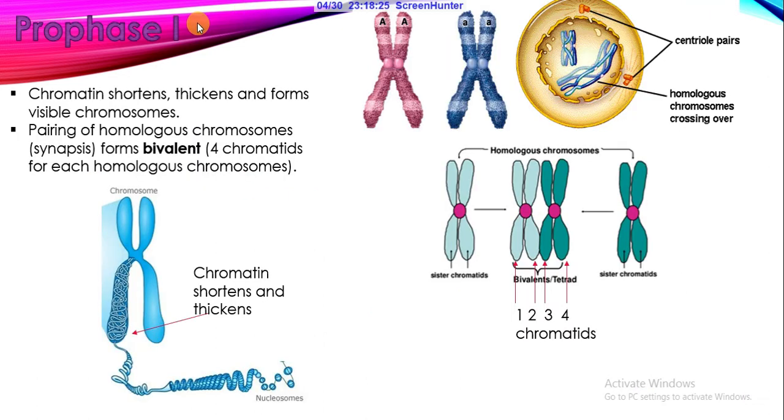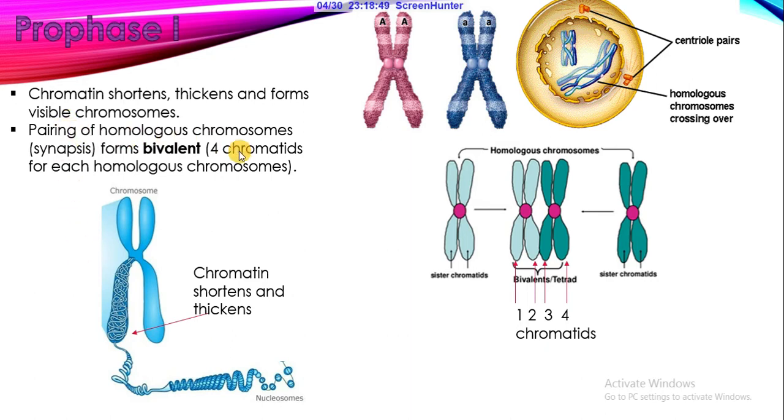So let's look at prophase 1. The chromatin shortens, thickens, and forms visible chromosomes. If you can remember in the topic nucleic acid, the chromatin is what makes up the chromosome. So when it shortens and thickens, it makes the chromosome structure visible under the light microscope.